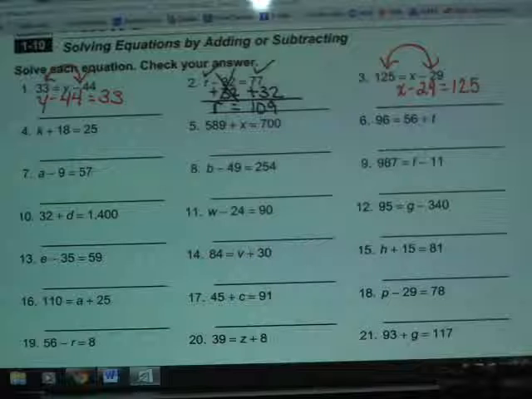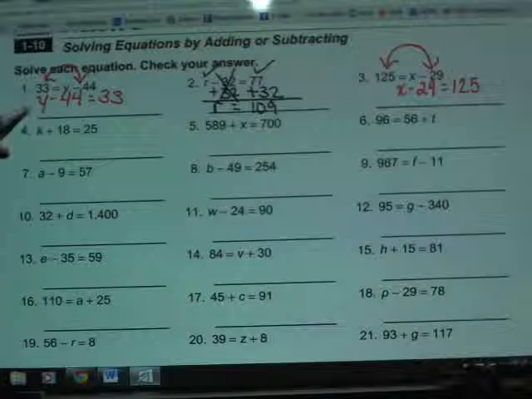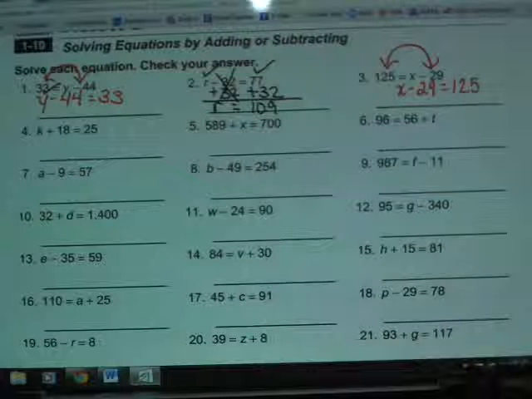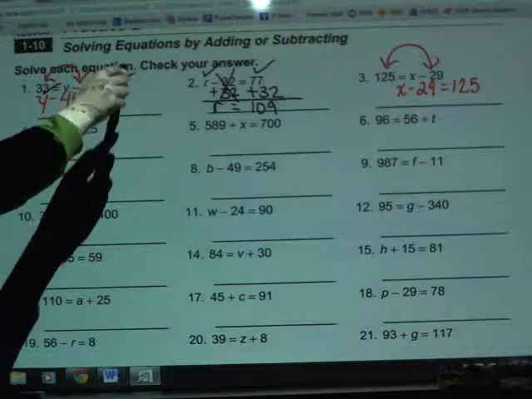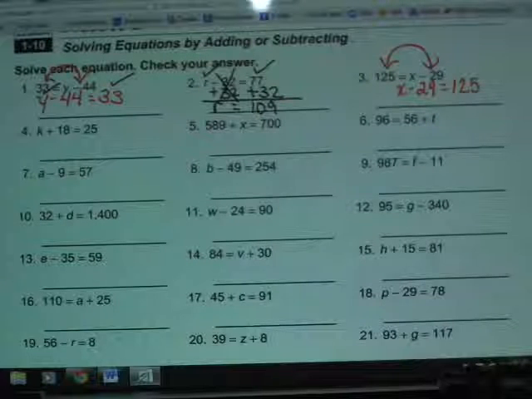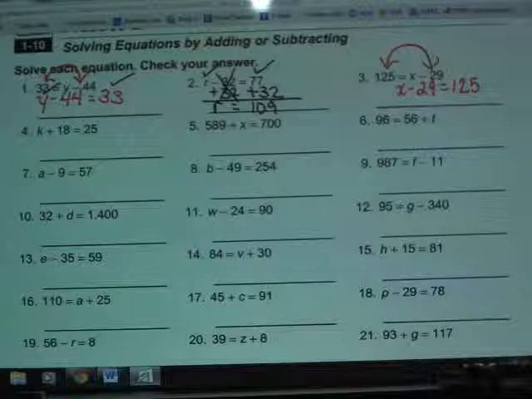All right, so let's do some solving here. In number 1, again, we're going to start off and we're going to say variables on the left. Well, the variable y is on the left side of the equal sign, so that's good. And numbers to the right, well, the number 33 is on the right side of the equal sign, so that's also good. 44 is a number, however, and since it's a number, it also belongs on the right side of the equal sign with 33.